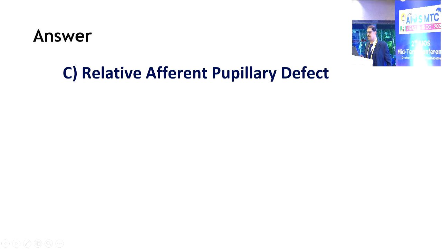And the answer is option C, relative afferent pupillary defect. The pupils are relatively less affected in Parkinson's disease, unless the disease is very extensive. Usually the blepharoclonus, blepharospasm and infrequent blinking, they all are seen.